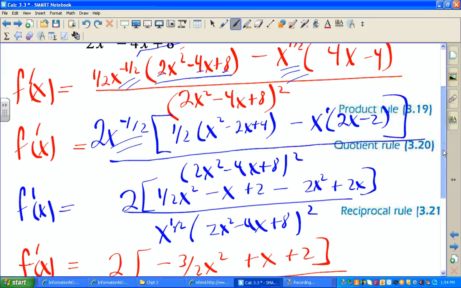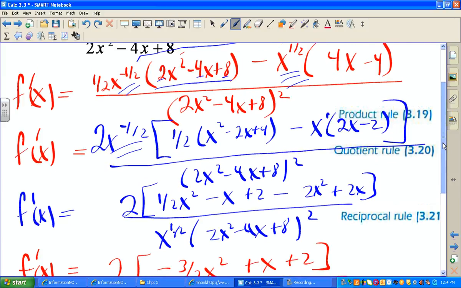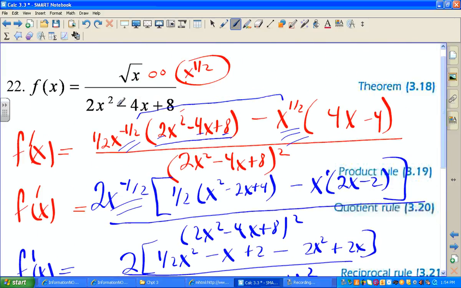How did you get just 4x? From the derivative of the denominator. But how do you get that? Take the 2, multiply it, subtract 1, and then take the 1, multiply it. Or this is just the slope. You can look at it that way. Just the slope. Okay?